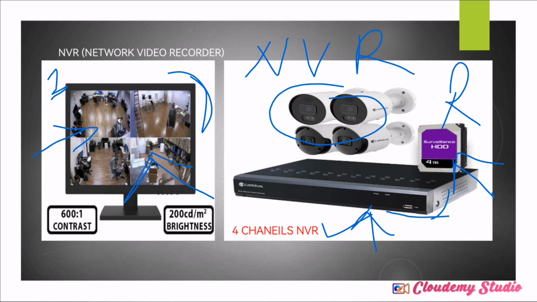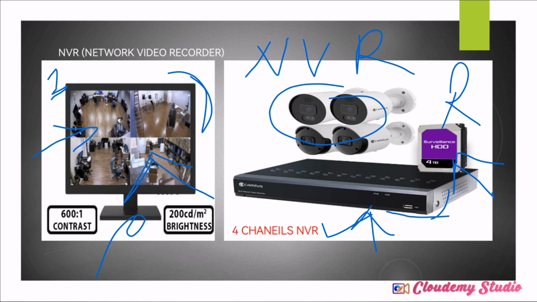So the main function of this monitor is to make sure that every piece of information being captured from the cameras is sent to the NVR, and from the NVR it is displayed on the monitor here. So this monitor displays every piece of information captured by the cameras going to the NVR, and the NVR is storing the information in the hard drive and displaying it on the screen. I hope you have understood.